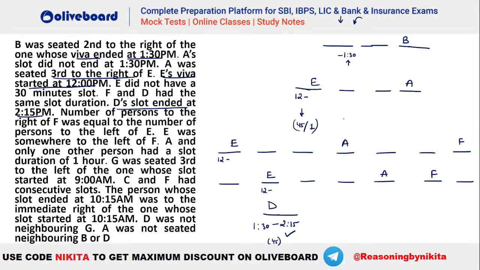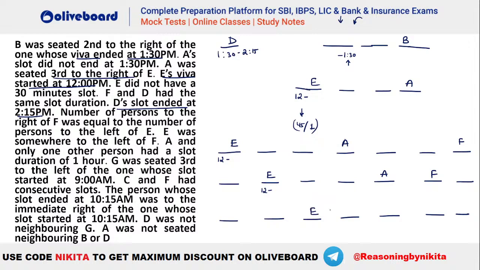Similarly, can we have any other possibility? Let's try. Let's write D here. D is 1:30 to 2:15. This we know, okay? So we remove this from here, so that we can have space here for another case. Let's see if we have another possibility. So 1, 2, 3, 4, 5, 6 and 7.